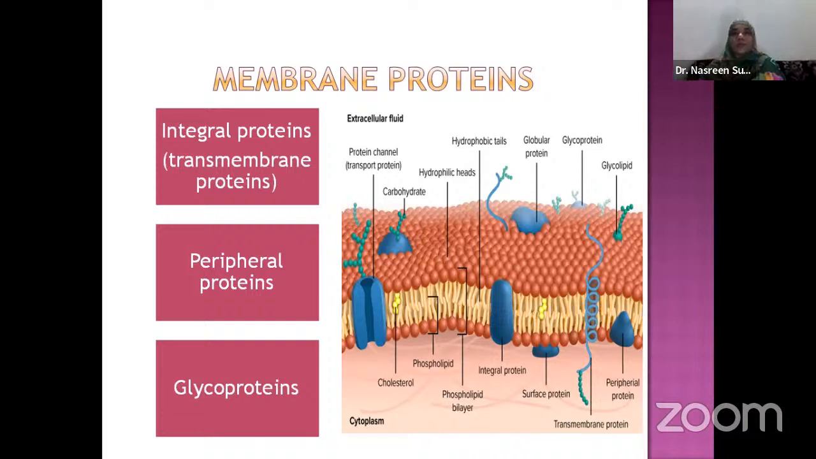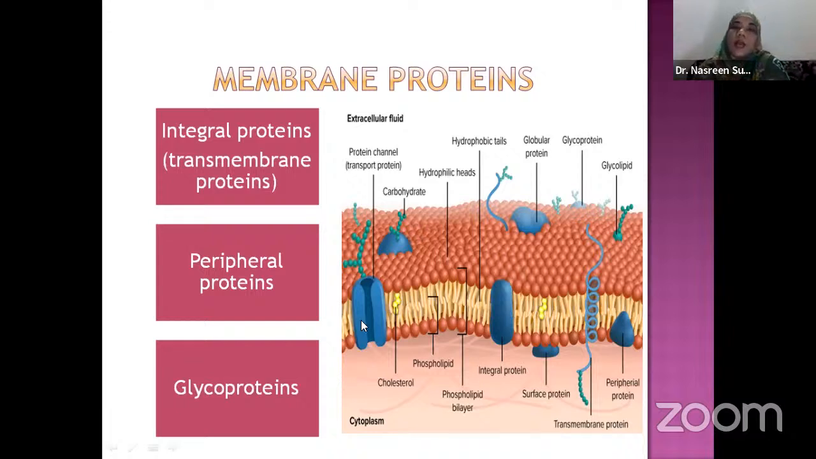Transmembrane proteins means, see, as I told you, this is the structure of the phospholipid, right? So the proteins will be present in the membrane like this, across the membrane. It is called transmembrane. So they are called either integral proteins or transmembrane proteins. You can see these blue colored structures, this is an integral protein.